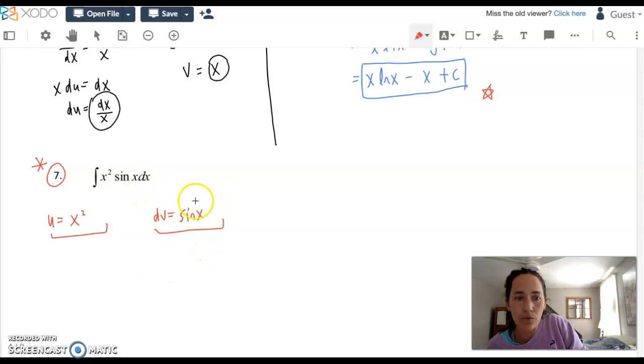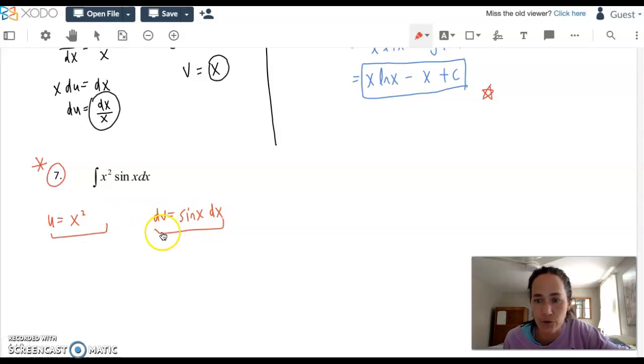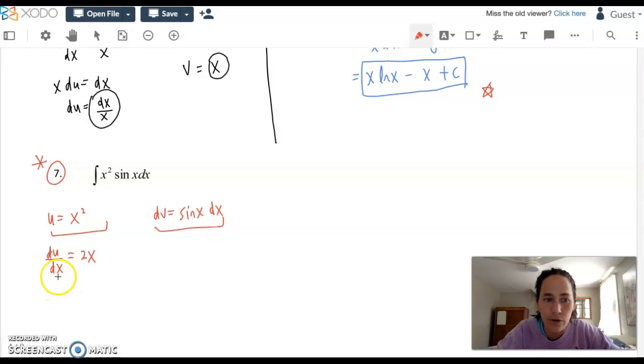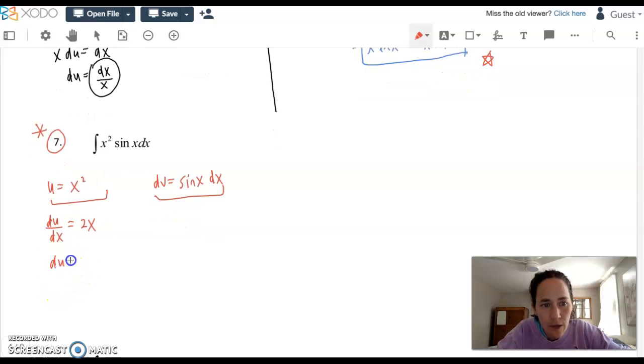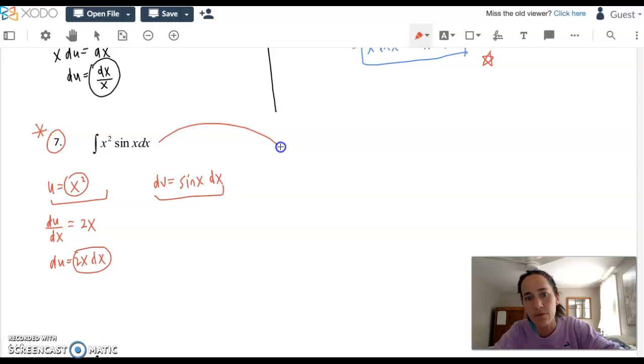And I know the rule, just like with the last one, that the dx has to go with whatever you call dv. So let's see if we can do this side work here. We need to take a derivative of x squared, so du/dx equals 2x. Cross multiply, so du equals 2x dx, and solve for du. I think that's all set. I might just circle these so I have them to use for the plug-in in a second.